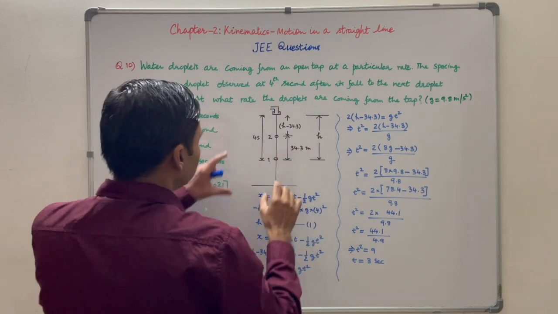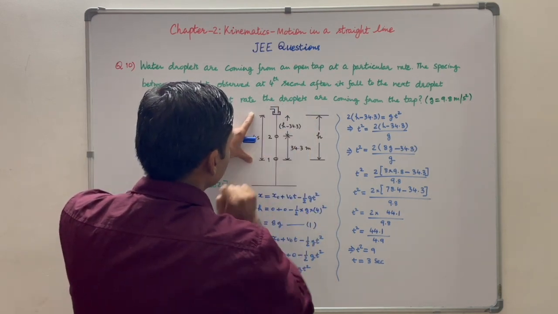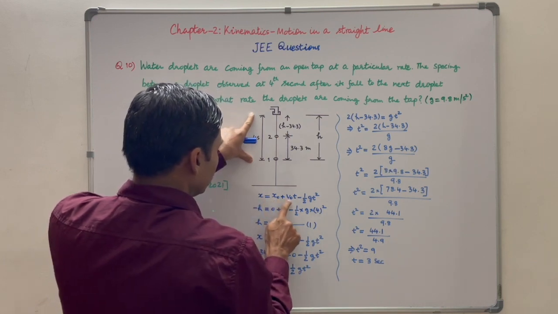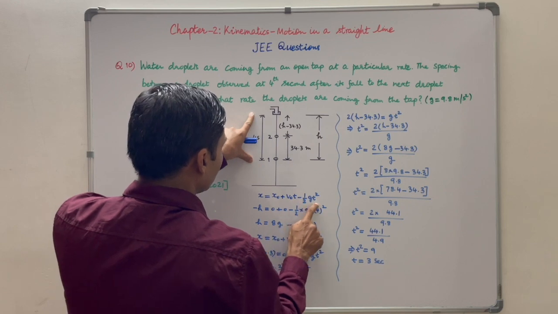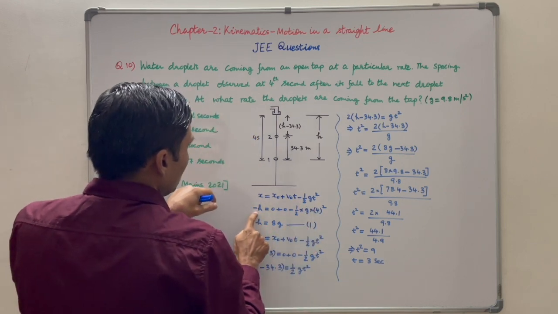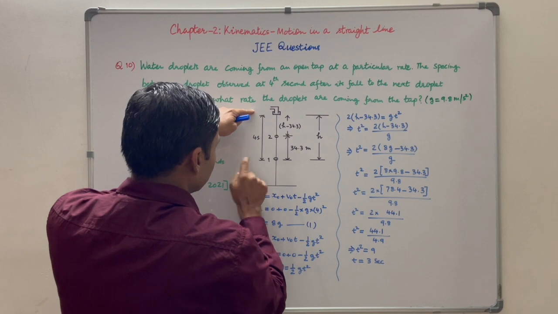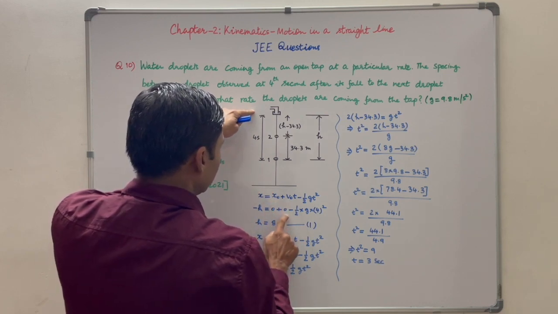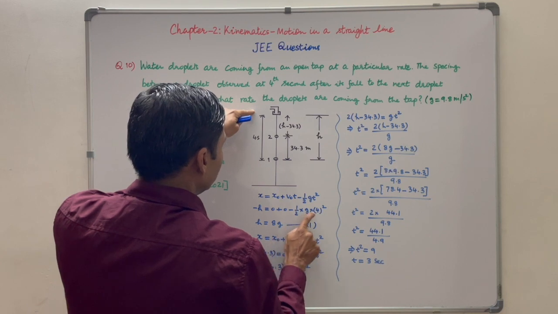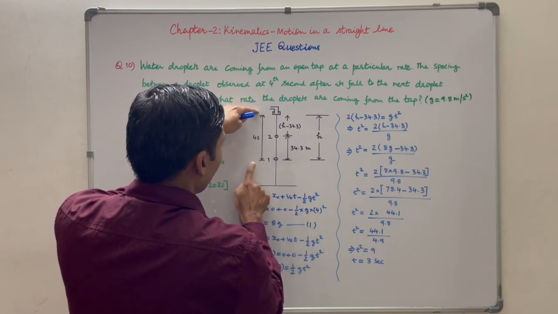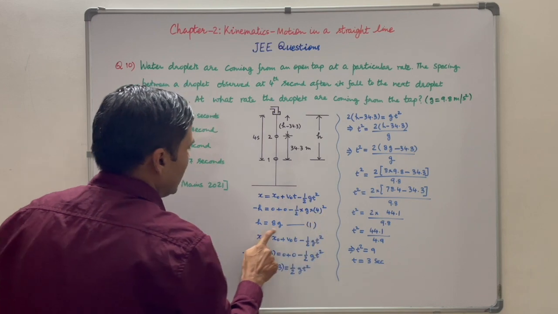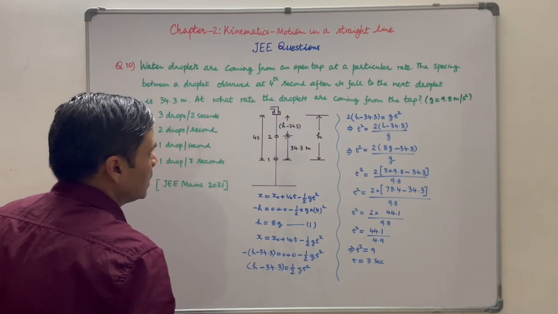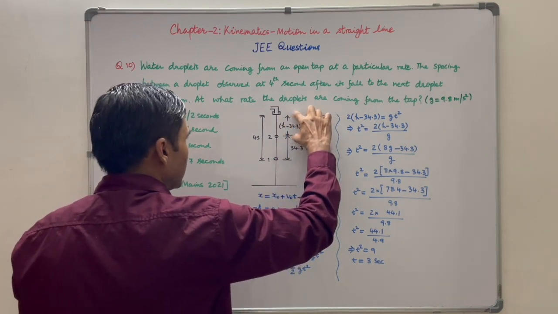We will consider this section first. This is the reference point. Using the formula x = x0 + v0t - 1/2 gt². So x is equal to minus h as the droplet is coming down. So x is -h, x0 is 0, v0 is 0, minus 1/2 g into t. t is given as 4 seconds, so 4 square. h comes out to be equal to 8g. This is the first equation.